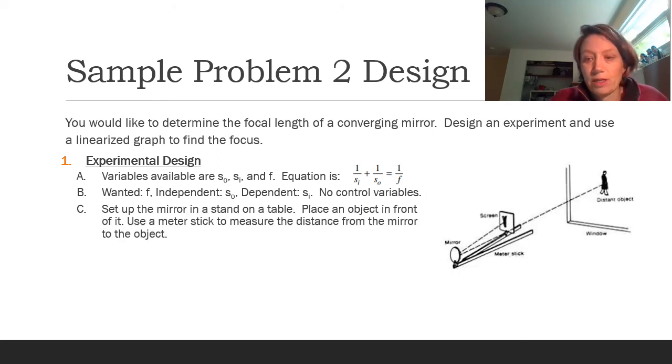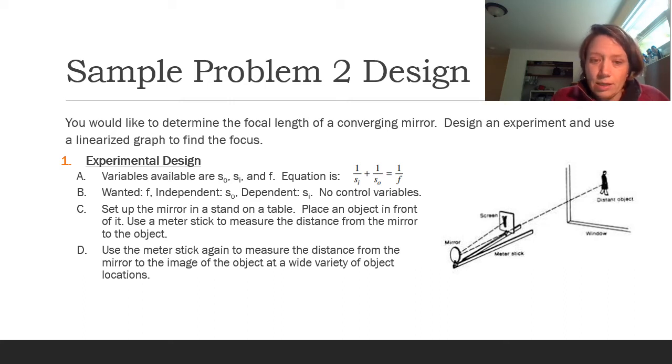The third step explains how we would change our independent variable. I would set up the mirror on a stand on the table, place an object in front of it, and use a meter stick to measure the distance from the mirror to the object. So that's what's happening here. We got a meter stick and we're going to measure the object distance. The next thing is to use a meter stick again to measure the distance from the mirror to the image of the object. We have this screen that we're projecting an image onto, and we're going to use the meter stick to measure how far away that image is. And then it says at a wide variety of object locations. So I'm moving relative to the object, so I get a bunch of data points, not just a single data point.